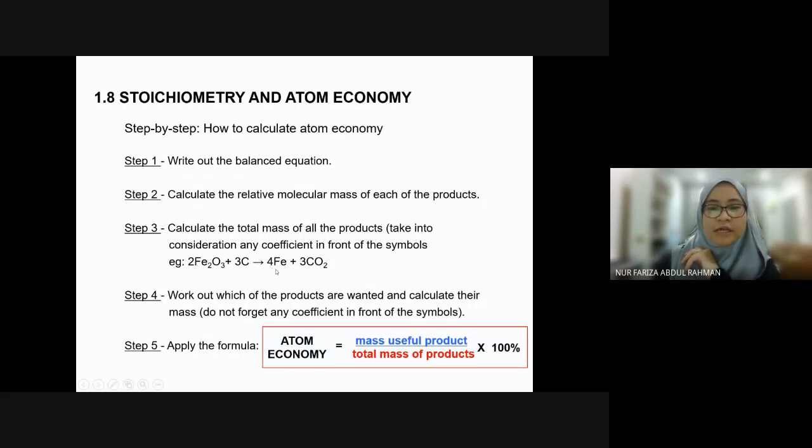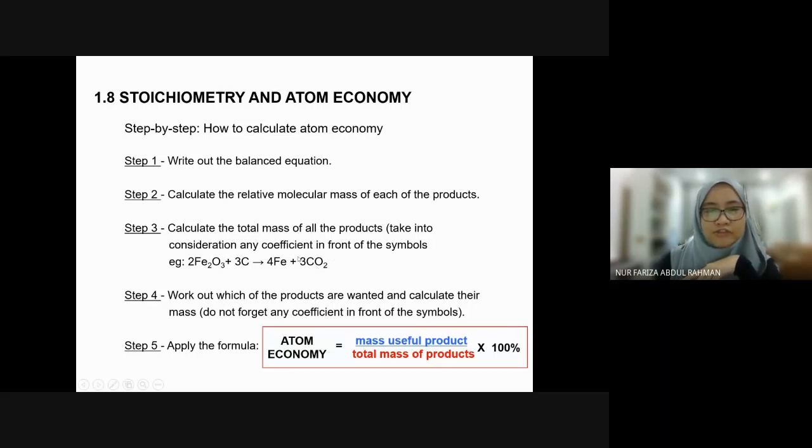Okay, maksudnya you have, for example, iron, the molar mass of iron. Okay, make sure that you multiply with 4. Kena consider carbon dioxide, totalkan the molecular mass or the molar mass of carbon dioxide, and then make sure that you multiply it with 3. Okay, and then total up. Tak apa, kita tengok contoh. This is to highlight that you have to consider the coefficient.